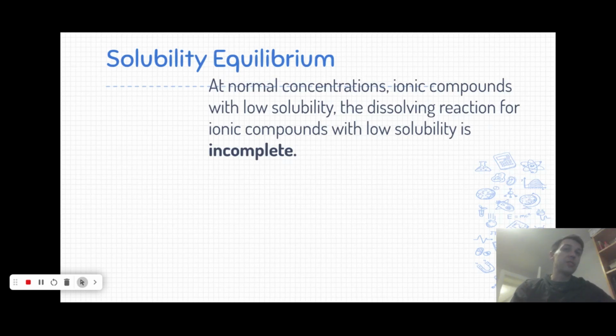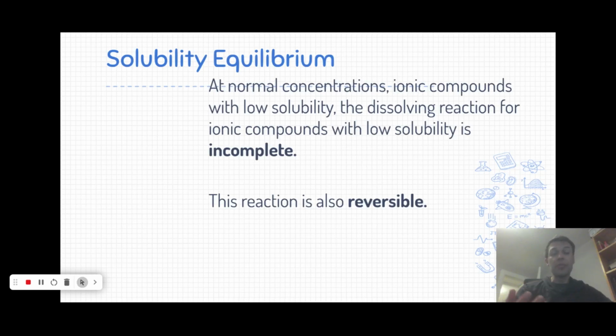This leads us now to solubility equilibrium. When we dissolve or try to dissolve an ionic compound with fairly low solubility, we notice that not all of the ionic compound dissolves. So what we have there is an incomplete reaction. We still have some of the reactant, the undissolved ionic compound, but some of the ionic compound did dissociate and dissolve into the water. We also know that the dissolving process is a reversible reaction.